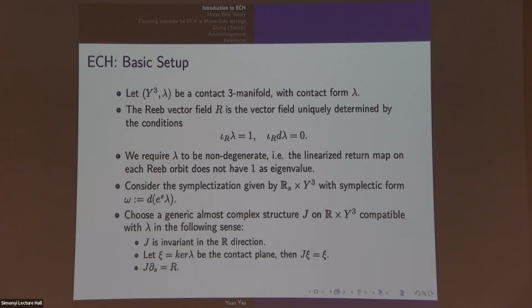So where do we count holomorphic curves? We have the symplectization, which is R cross Y3 with symplectic form given by this. And on this symplectization, we choose a generic almost complex structure compatible with lambda in the usual SFT sense. It means that it's invariant in the R direction and it preserves the contact structure and sends the symplectization coordinate to the Reeb vector field.